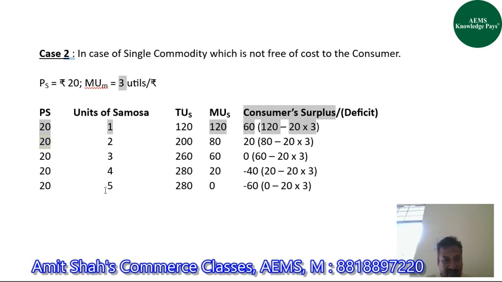Again, he went for the second one and spent rupees 20. Again, expectations is 20 into 3, that is 60. But this time he got 80 utiles. So his surplus has become 20. That is 80 minus 60.